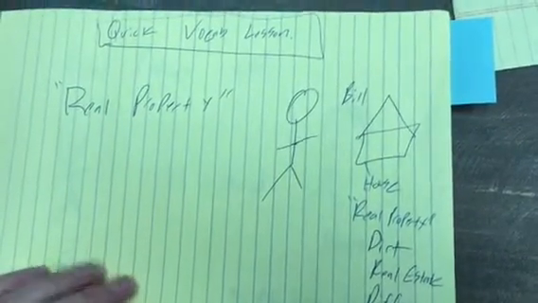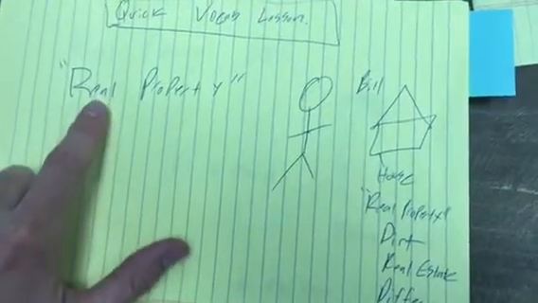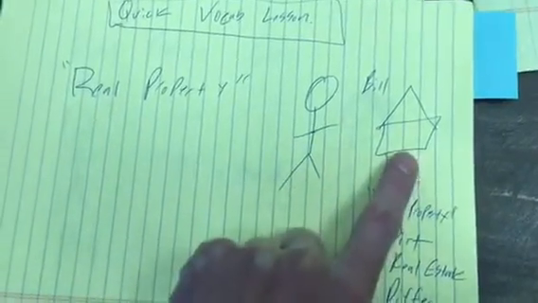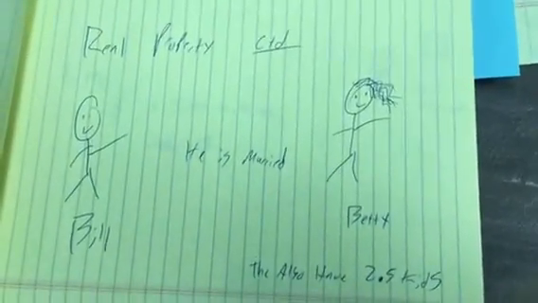Alright, first lesson is about real property. What is real property? Well, to learn about real property, meet Bill. Bill is a house, that's real property. It's dirt, it's real estate, and it's a different set of rules. Well, we gotta learn more about Bill.